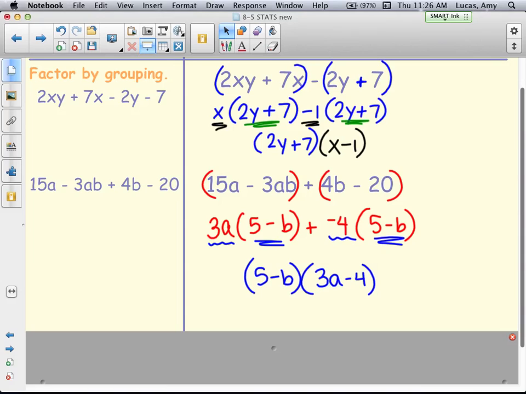Factoring by grouping, when everything is positive, can be a lot easier. When you've got some negatives, that makes it tricky. Remember, though, that your goal when you're factoring is to get those binomials to match. So you might have to manipulate your signs just a little bit, or the order of the terms, in order to get them to match.